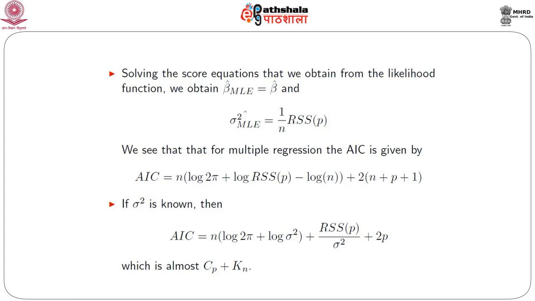with p predictors. We see that for multiple regression, the AIC is given by AIC equals n times log 2 pi plus n log (residual sum of squares for the model with p predictors divided by n) plus n plus 2 times (p plus 1). If sigma squared is known, then AIC equals n times log 2 pi plus n log sigma squared plus RSS_p divided by sigma squared plus 2p.